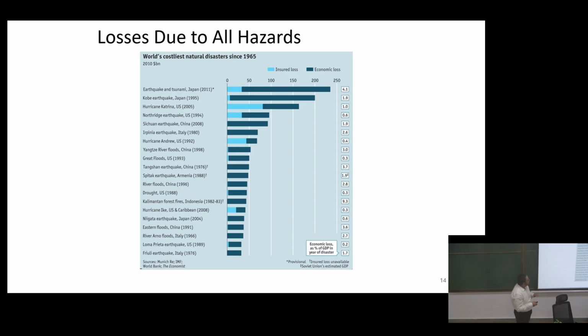So these are just worldwide figures of how much loss different hazards took over the years. And you can see a few of the earthquakes, like the earthquake and tsunami in Japan in 2011, was one of the highest economic loss events in the world. Kobe earthquake in 1995, Hurricane Katrina, it's a natural hazard but not related to seismic. Northridge earthquake in 1994, which really changed the building codes in the US, especially for timber. Again, it was a very high damage earthquake.